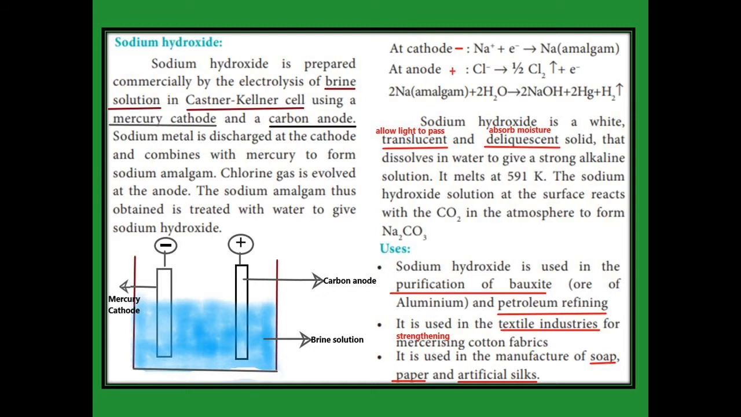Uses: sodium hydroxide is used in the purification of bauxite, in petroleum refining, and in the textile industry for mercerizing. What does mercerizing mean? Strengthening cotton fabrics. It is also used to produce soap, paper, and artificial silks.